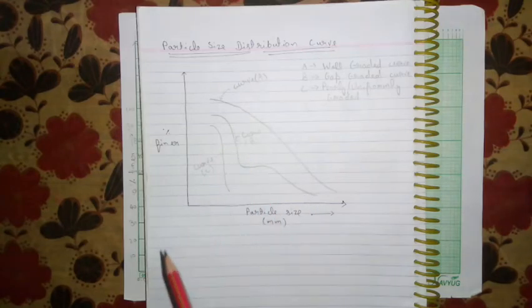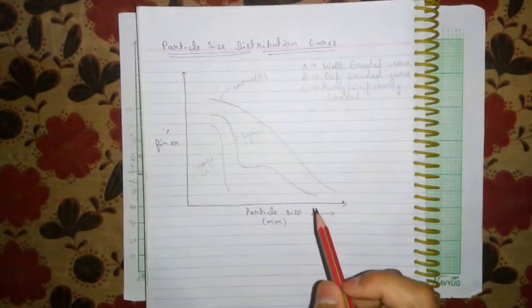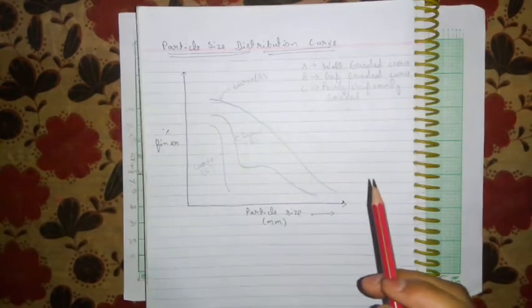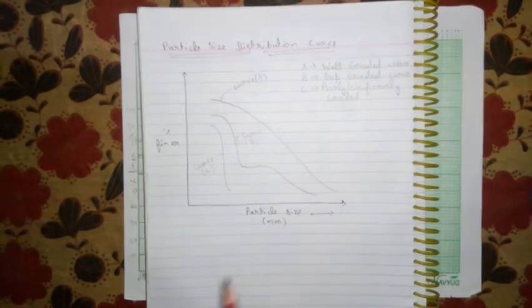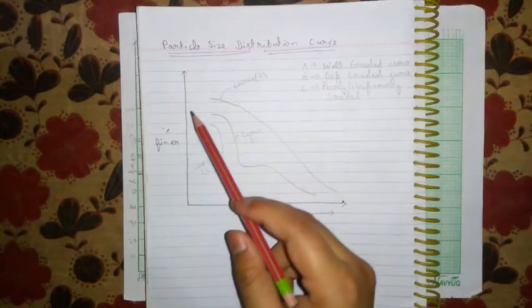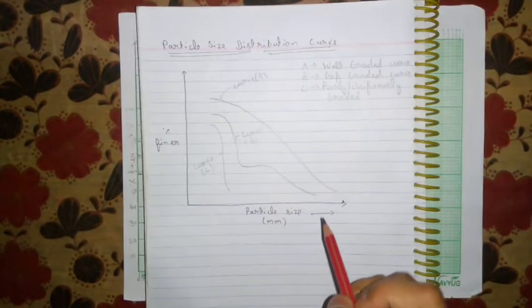Hello everyone, in this video I am going to discuss how we can draw a particle size distribution curve from the sieve analysis data, and we'll also discuss some basic things about this particle size distribution curve. As you can see here, this curve is plotted between percentage finer and particle size, where percentage finer is on the y-axis and particle size is on the x-axis.